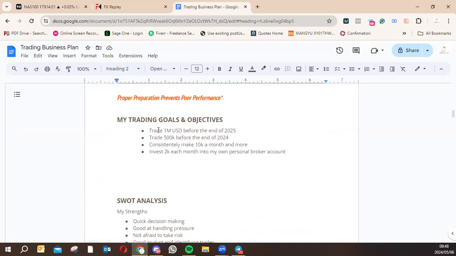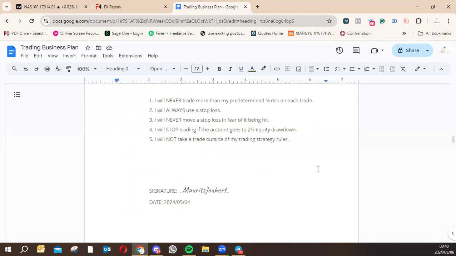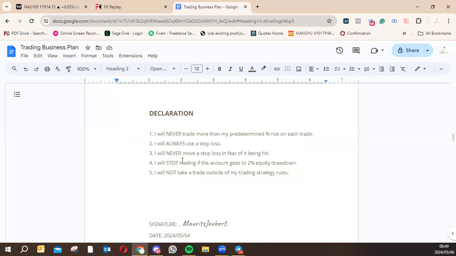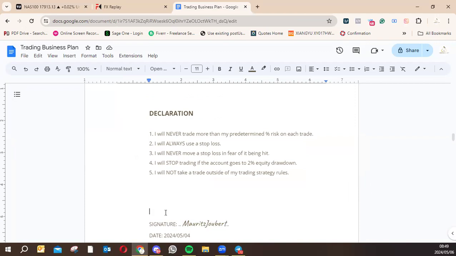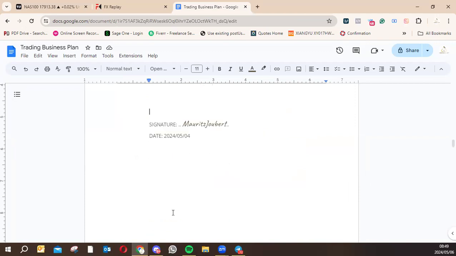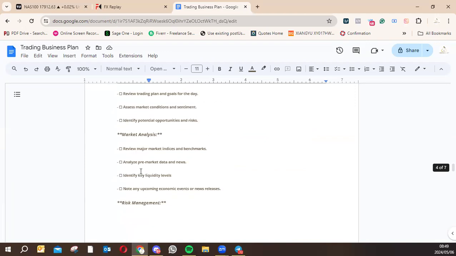So you have some goals, some trading ideas for the next few years or year or even a few months. Then you have your SWOT analysis, just put in your strengths, your weaknesses, and don't sugarcoat it. Be honest with yourself, your opportunities, and then a declaration. This is important. This just says that you're going to sign here. I just signed on the PDF, but you're going to sign here, and you basically declare to yourself that you will stick to the rules and you will adhere to the trading plan. Okay, that's important because you're making a promise to yourself. So obviously, if you go against it, you're just going against yourself.